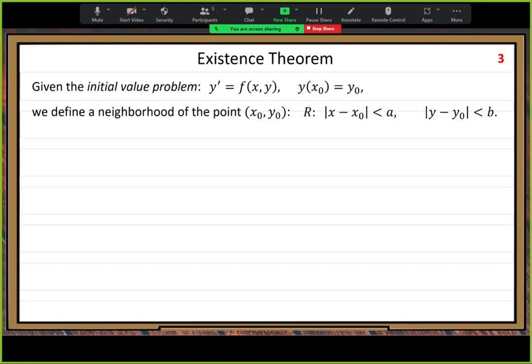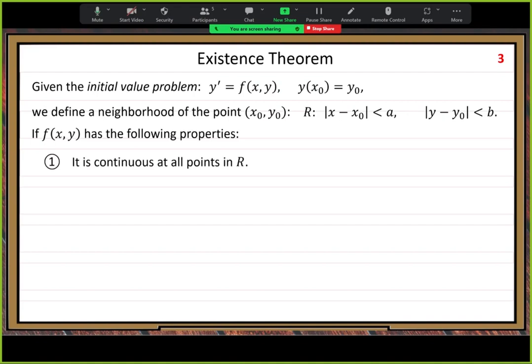That's the setting, then the conditions. If the function f of x and y has the following two properties, we need to check them to make sure this function is good enough. The first property: it is continuous at all points in R. In this rectangular region, f must be continuous in the whole region R. Continuous is better than just defined. It must be a continuous function.